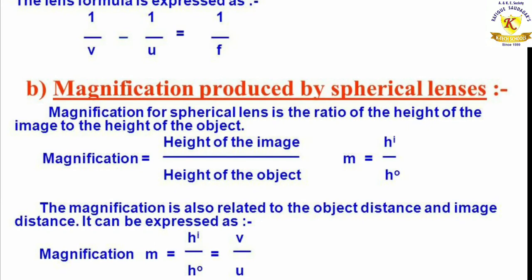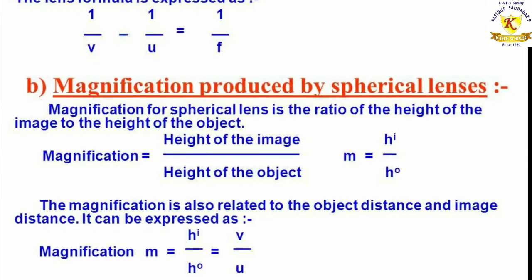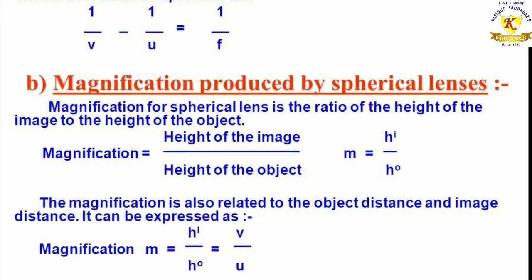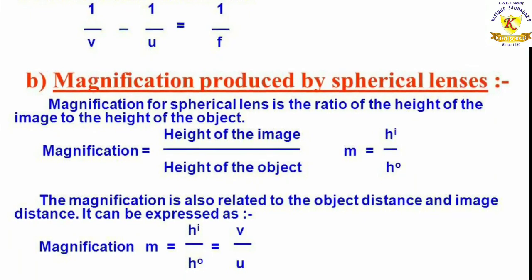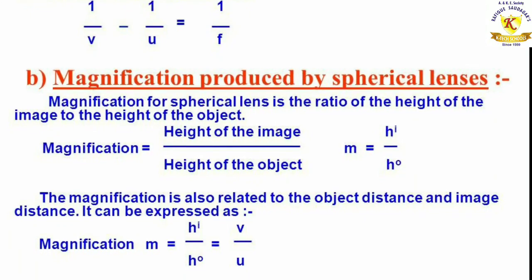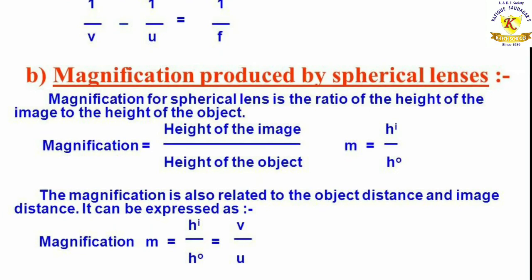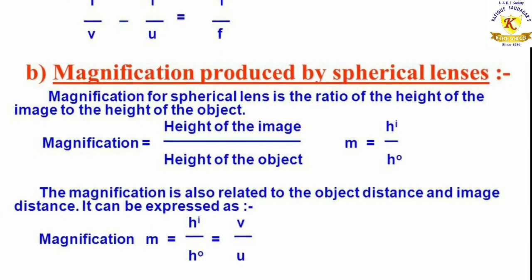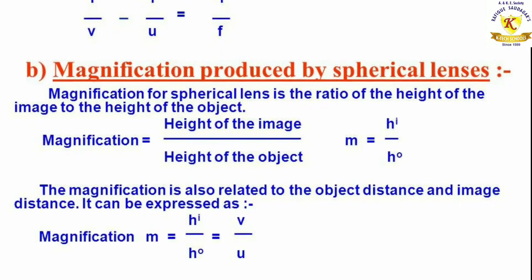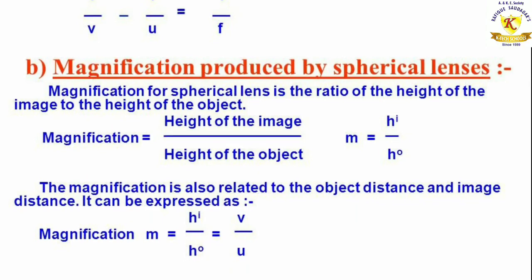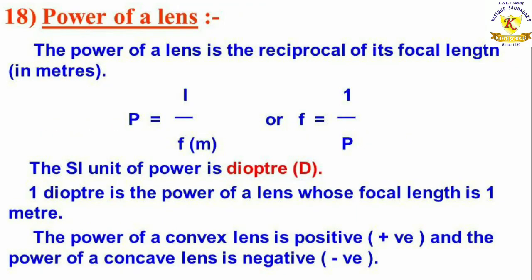The magnification is also related to the object distance and the image distance. So it can be expressed as m = h1/ho = v/u. Got it, children?